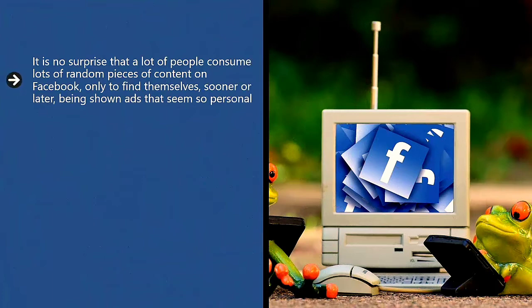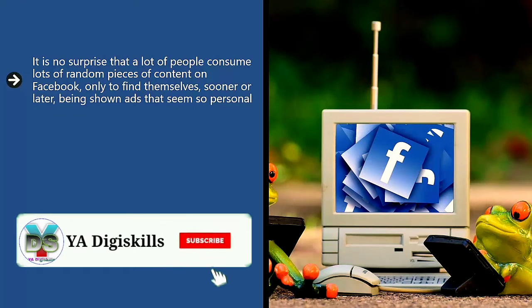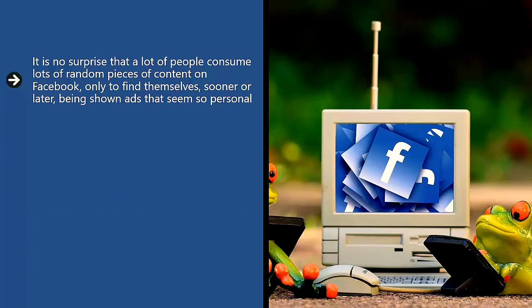I know, it sounds creepy, but Facebook has so much technology it can figuratively get in your head. It is no surprise that a lot of people consume lots of random pieces of content on Facebook, only to find themselves, sooner or later, being shown ads that seem so personal. It's as if they're thinking about certain things, and an ad would show up that matches those concerns, fears, or needs. There's nothing magical about this. This is a testament to just how robust Facebook's technology is.